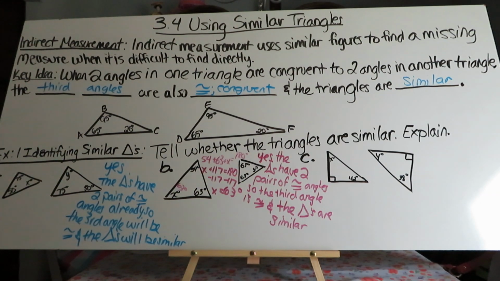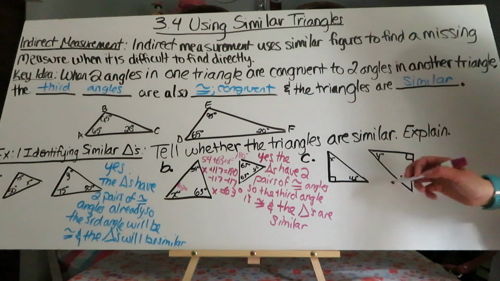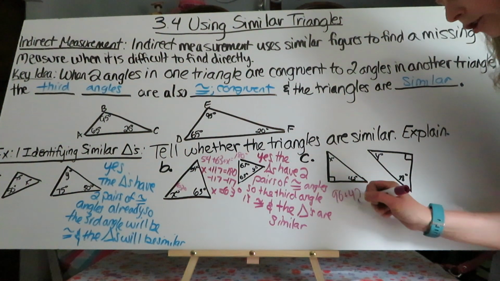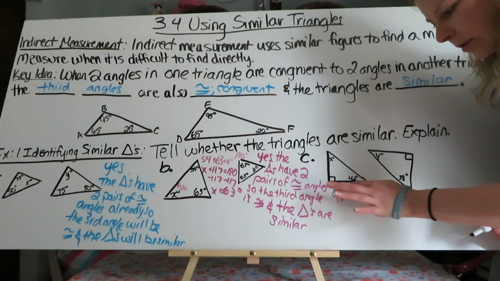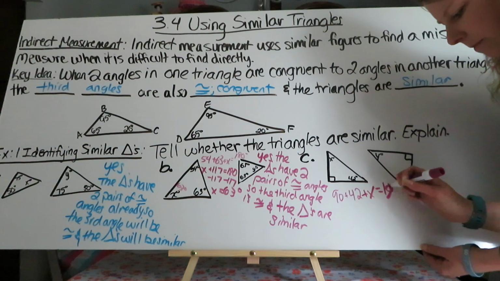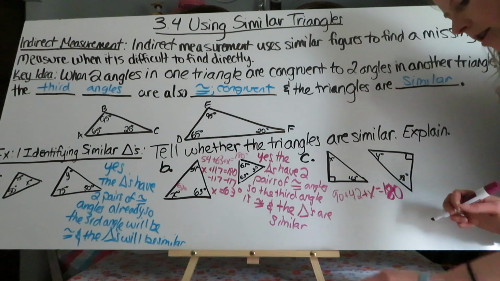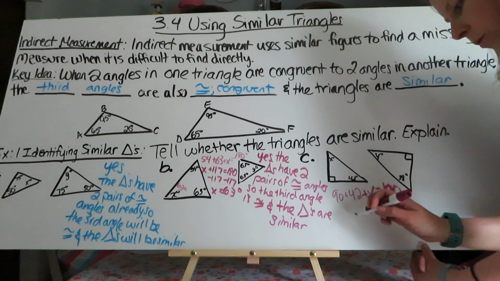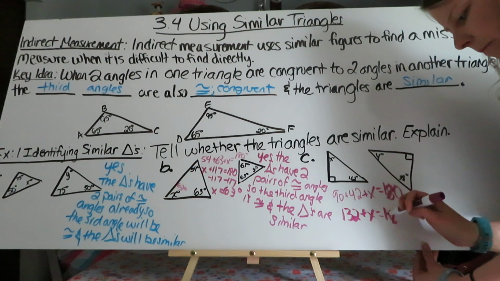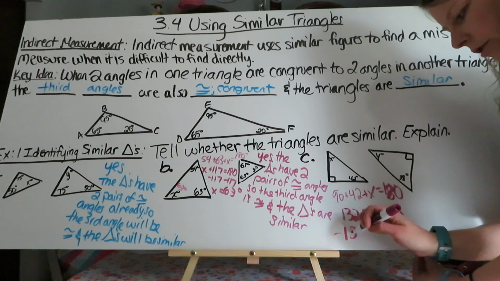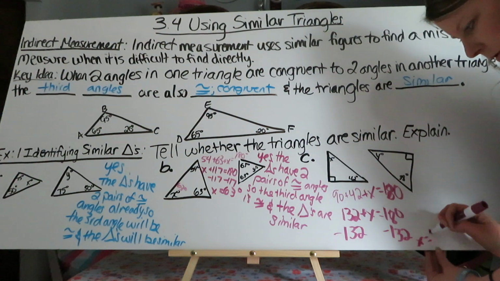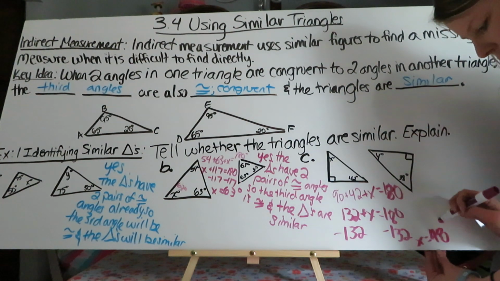So just like I did for letter B, I'm going to solve for one of the triangles. I'm going to choose this one. Let's go 90 plus 42. By the way, that's a 90, not a 96. My zero's a little wonky. Plus x equals 180. 90 and 42 add up to 132. Plus x equals 180. I'm going to subtract 132, and I'll get x equals 48 degrees.